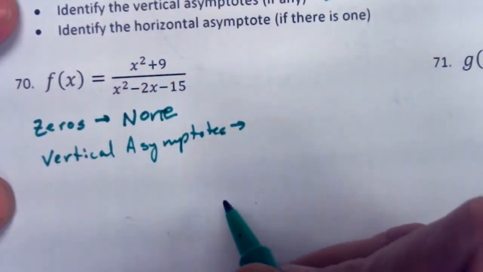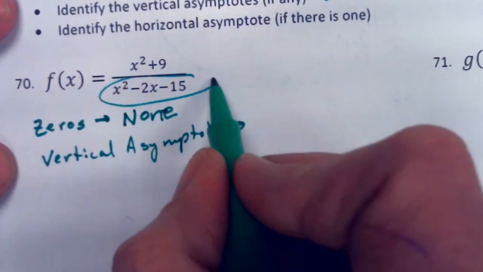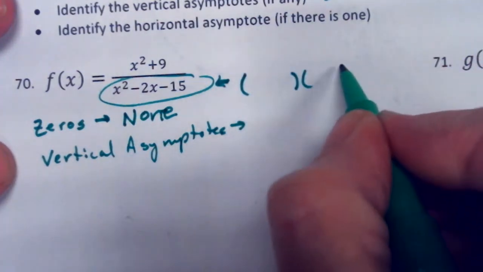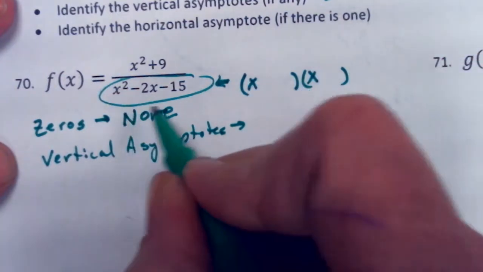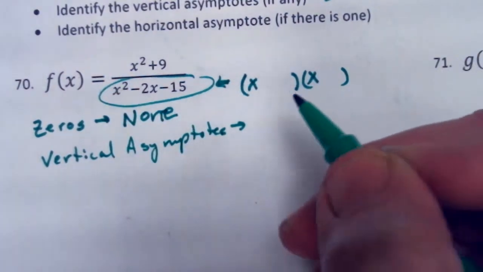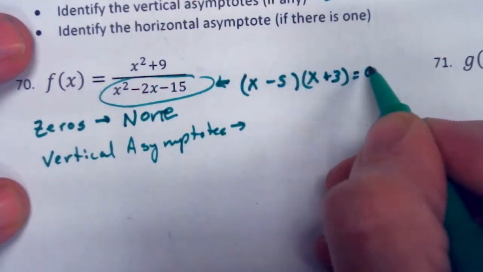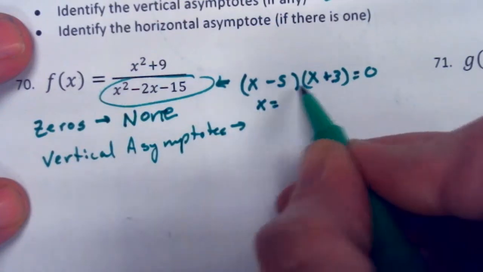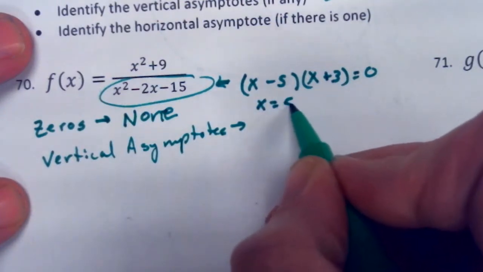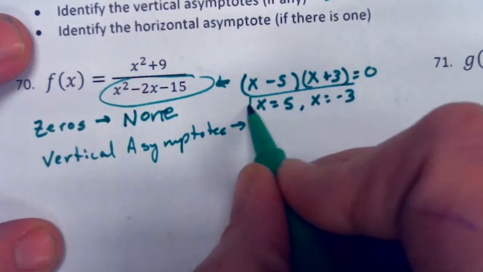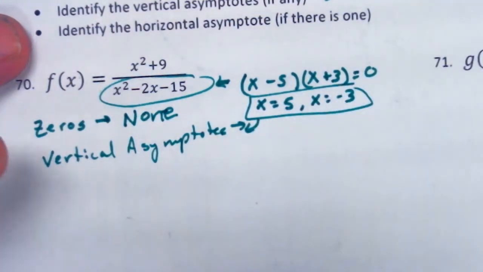Okay, vertical asymptotes. For this, you have to look at the zeros of the denominator, x squared minus 2x minus 15. You could either set it equal to 0 and use the quadratic formula, or you could try and factor it, and I prefer factoring if I can. x and x, two numbers that multiply to be negative 15 and add to be negative 2: that'd be negative 5 and positive 3. If you set that equal to 0, the two values that make this equal to 0 will be x equals 5 and x equals negative 3. So the vertical asymptotes are at x equals 5 and x equals negative 3.